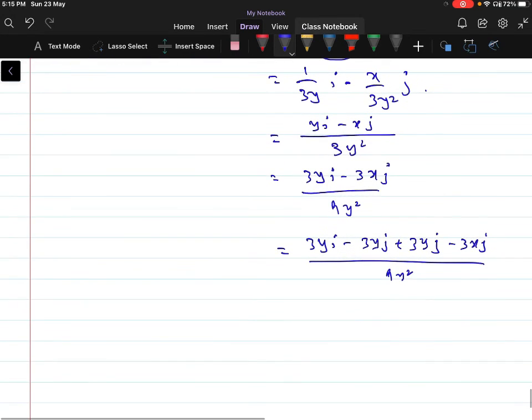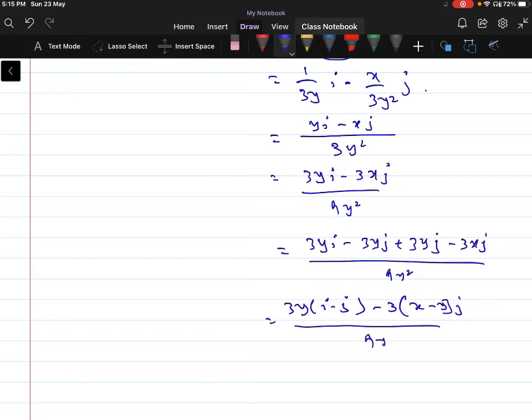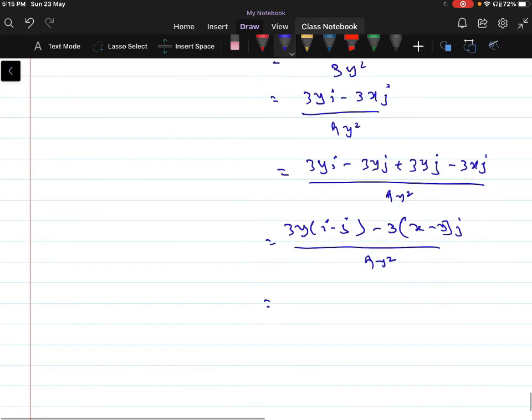So this can be written as 3y is common into I minus j. Here let us take minus 3 common, x minus y into j divided by 9y square. So this can be written as where 3y is g, where I minus j is the gradient of f, minus x minus y is f here, 3 into j is gradient of g, by g whole square.